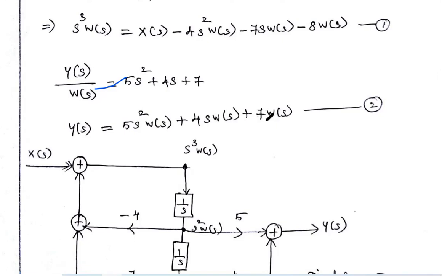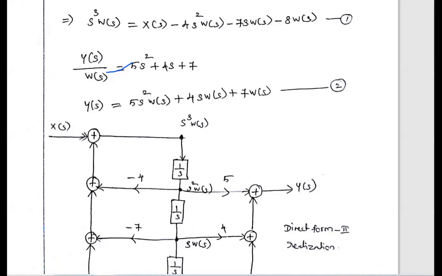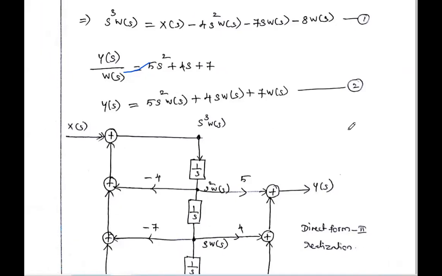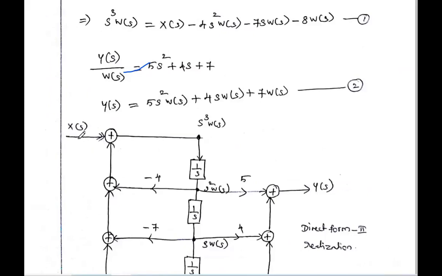So how to draw the direct form 2 realization: these two equations we have to realize in a diagram. Okay, so you see this diagram. This is the direct form 2 realization of the given circuit. From this, you just place the 3 points. This point is x of s. Okay, this is x of s.